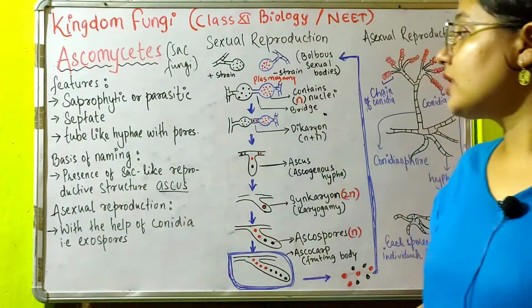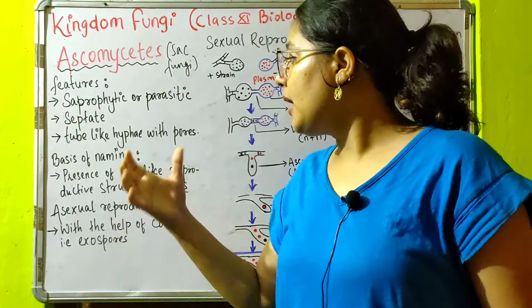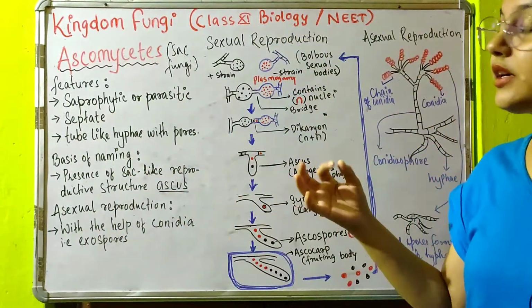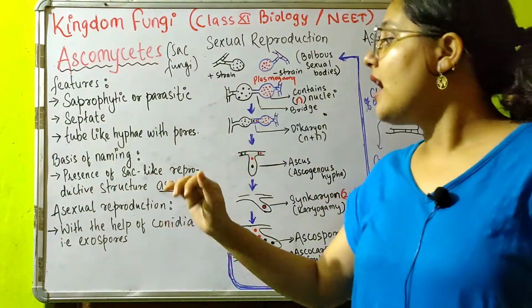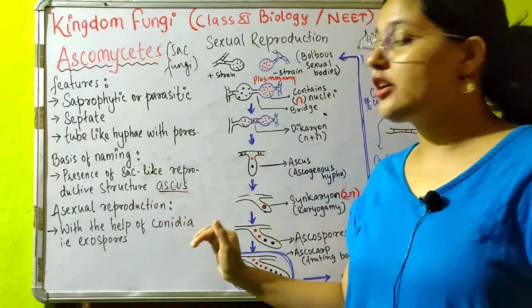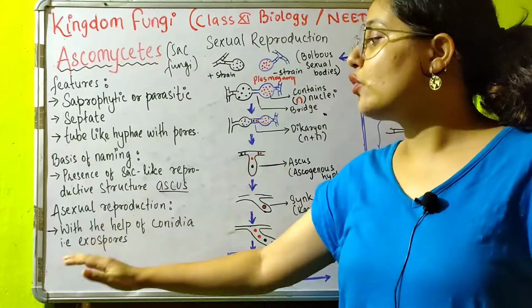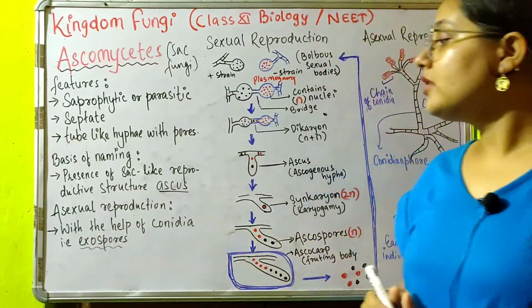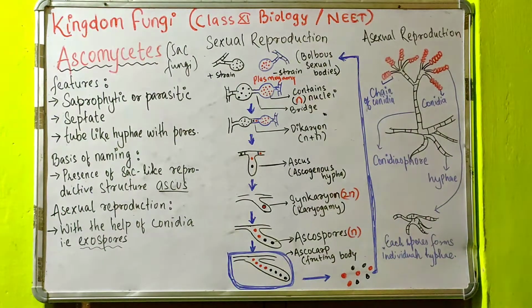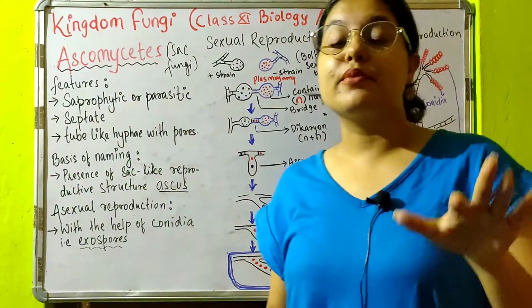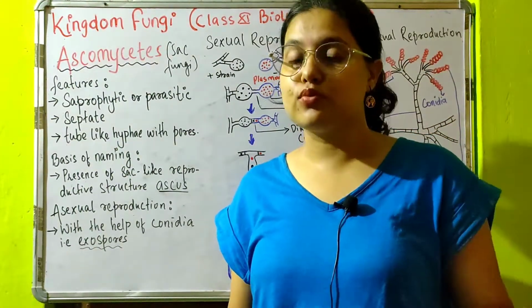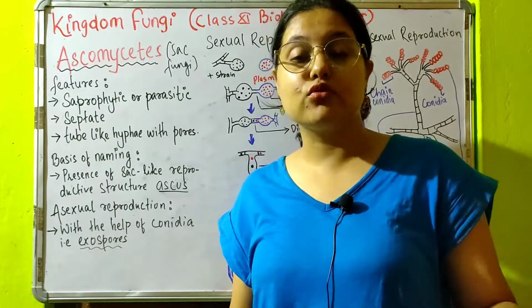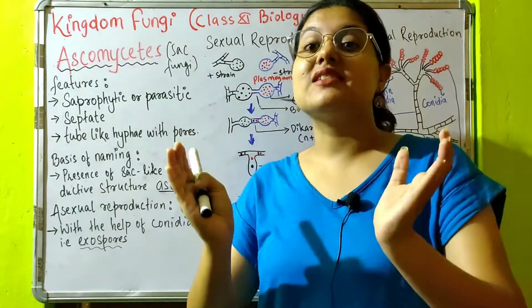Now you can see the basis of naming: the presence of a sac-like reproductive structure known as the ascus. Again, the asexual reproduction happens with the help of conidia, that is exospores. This is important, children: their spores are not endospores. They reproduce with the help of exospores. Exospores are those spores which are not enclosed inside a bag.